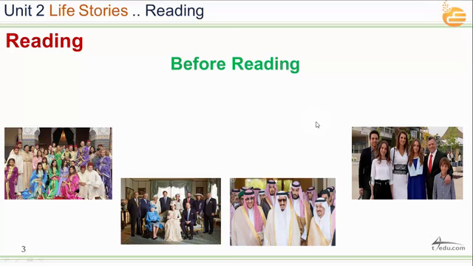The last one is from Jordan. The king here is Abdullah ibn Hussein with his family. His wife is Queen Rania, and they are his sons and daughters. Okay.